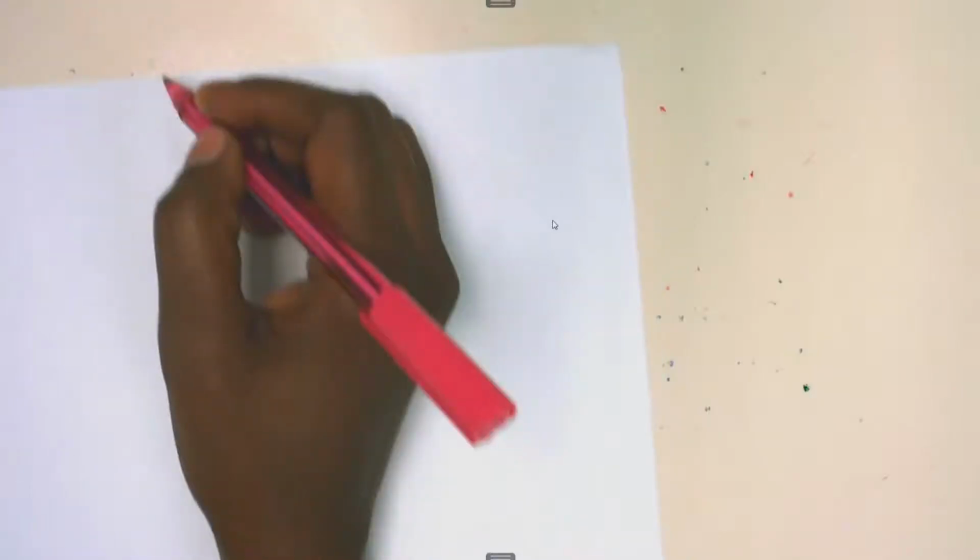Okay, and now we move to group number 4. Group number 4, which is kingdom fungi.